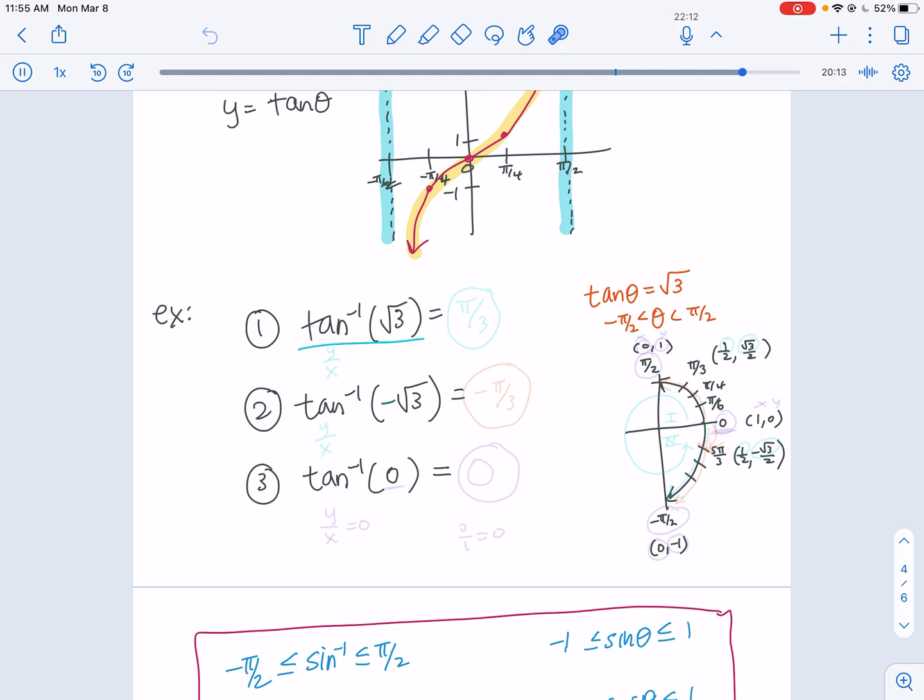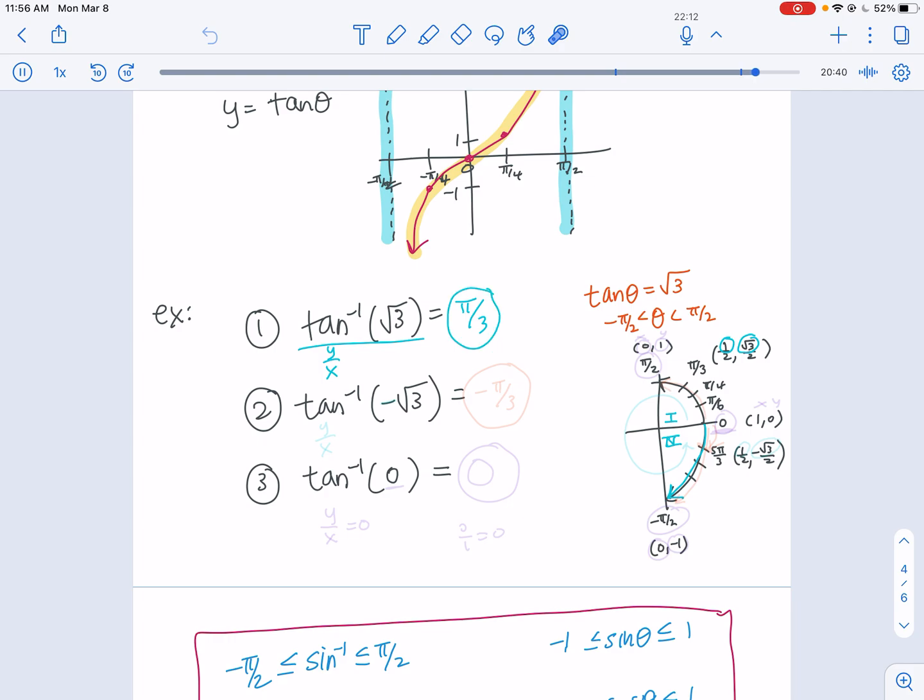For the first one, it's asking you, where is your y over x equal to root 3? And for inverse tangent, you're only looking at quadrant 1 and quadrant 4, right? But remember, for quadrant 4, you have to go in the negative rotation because it's to negative pi over 2. So where is your y over x equal to positive root 3 in these quadrants? Remember, at pi over 3, root 3 over 1. That's going to be the answer. So pi over 3 is the correct answer for number 1.